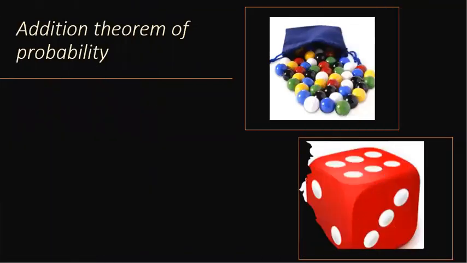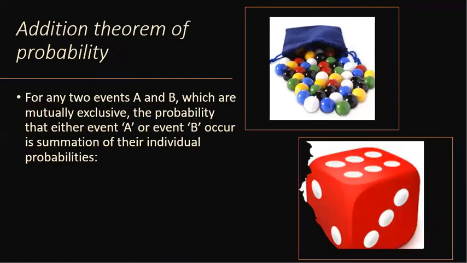Here is the addition theorem of probability. It says that for any two events A and B which are mutually exclusive, the probability that either event A or event B occurs is the summation of their individual probabilities. That means the probability of A or B is equal to probability of A plus probability of B.